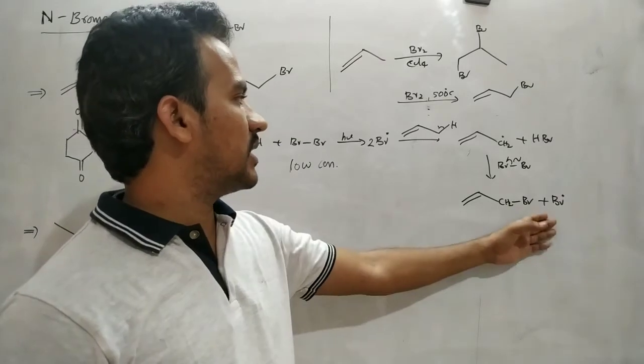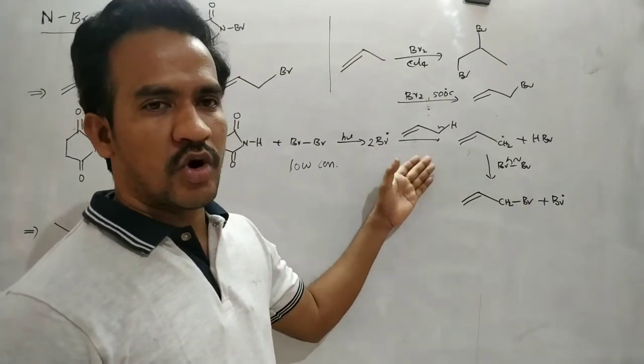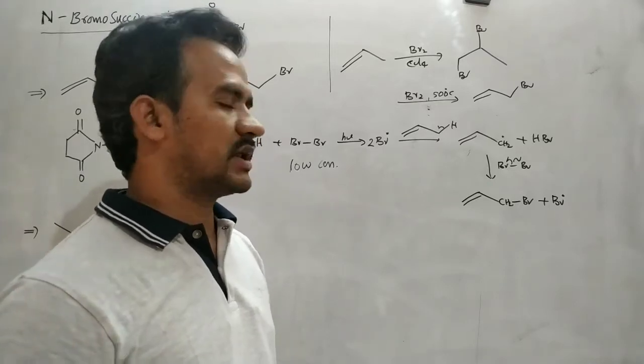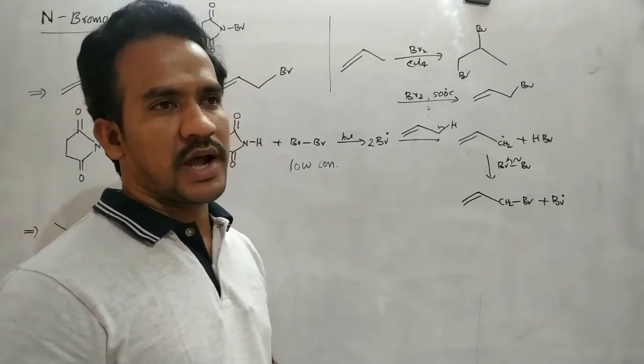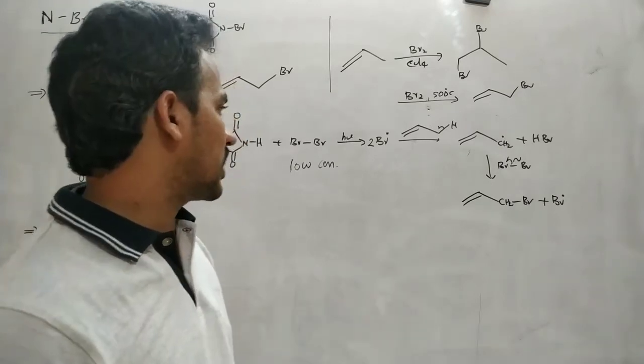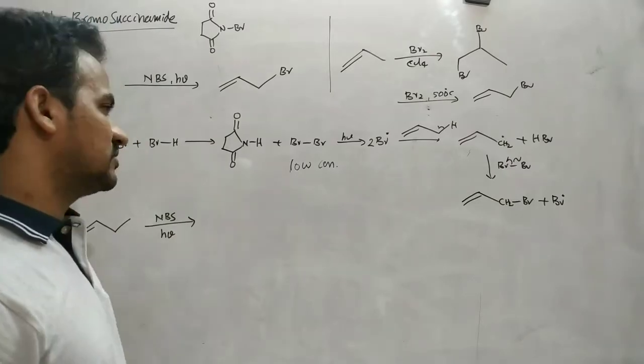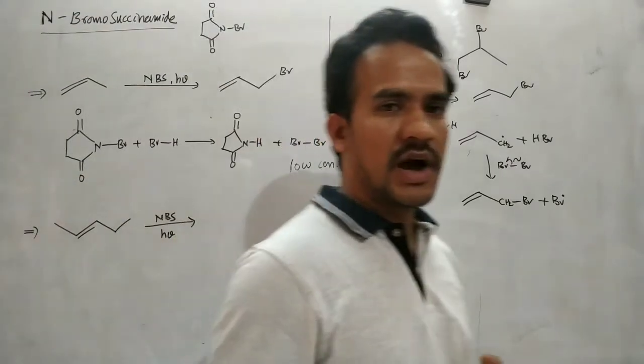Of course, the Br radical attacks another propene molecule, so the chain is propagated, and at a particular time the chain reaction is terminated. So finally this is the mechanism of the N-bromosuccinimide reaction for the replacement of allylic hydrogen.